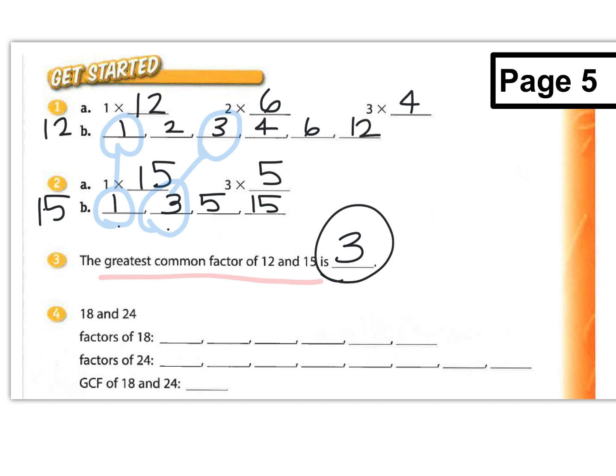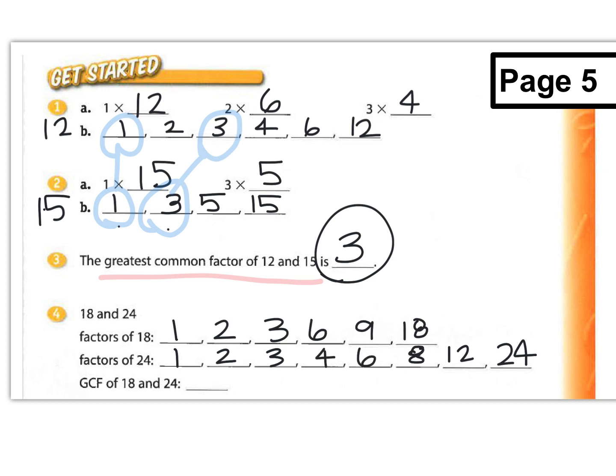All right, let's do this again for 18 and 24. We know 1 and 18, it's even, so 2 times 9, and then we also know 3 times 6. Factors of 24 are 1 and 24. It's also even, so 2 times 12. And we know 3 times 8 is 24, and 4 times 6 is 24.